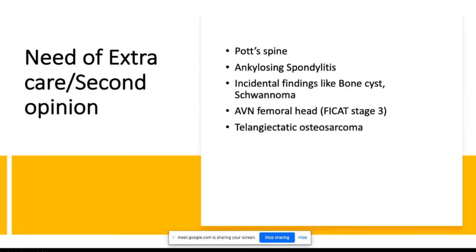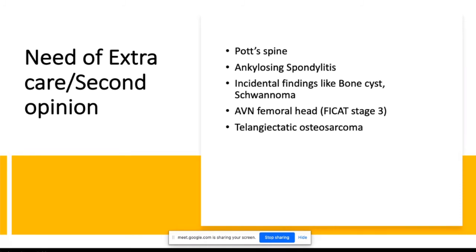Next is some extra care that we have to take. As I told, there was one case I explained where a schwannoma was there. It is a kind of pre-malignant or malignant condition only. And in ankylosing spondylitis, we have to see how many years he has been suffering, whether only the spine is involved or any other joints like sacroiliac joints, or even the upper limb joints, are involved or not. All these examinations we have to perform. That is the need for extra care. So bone cyst, schwannoma and all, or telangiectatic osteosarcoma, these are the conditions which are going towards malignancy.